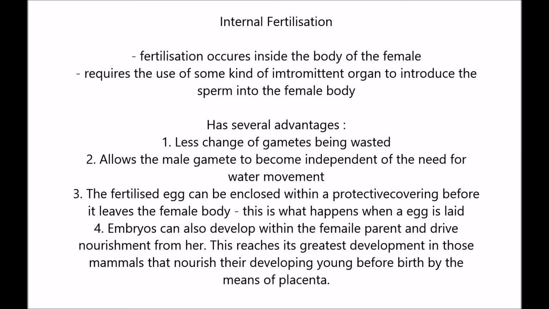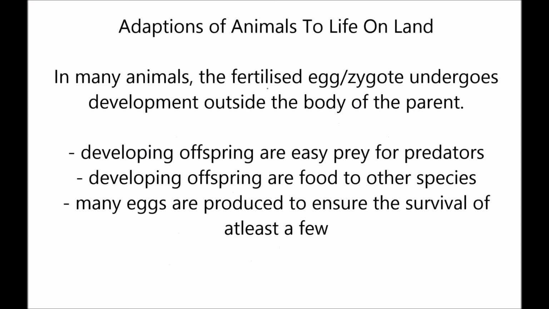So like an egg. And embryos can also develop within the female parent and derive nourishment from her. This reaches its greatest development in those mammals that nourish their developing young before birth by means of the placenta. Adaptations of animals to life on land.